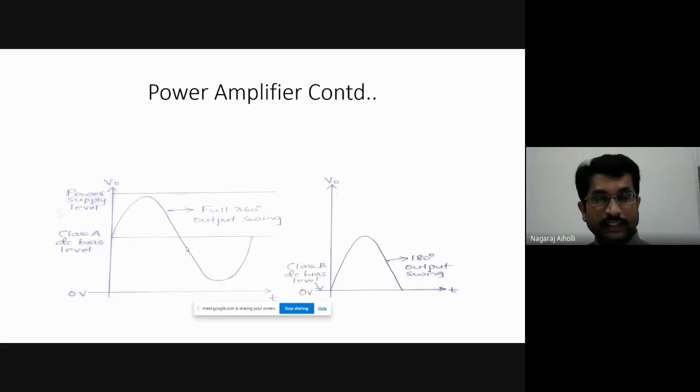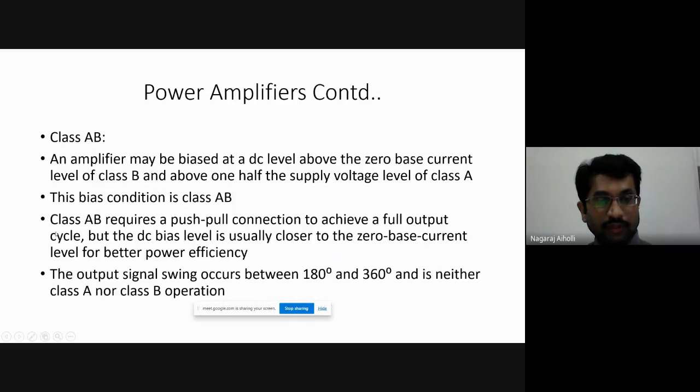Push-pull connection means what? One class AB power amplifier provides one half cycle, another class AB power amplifier provides the negative half cycle, the other half cycle. So both combined together will produce one full complete cycle of the output from 0 to 360 degrees. So the class AB power amplifiers also require a push-pull connection to achieve one full output cycle, but the DC level is close to the 0 base current level.